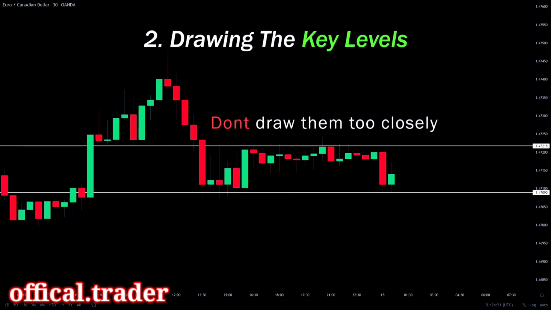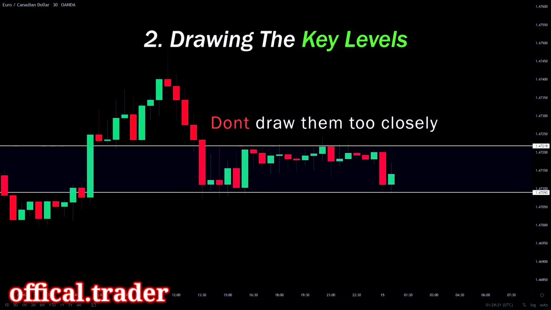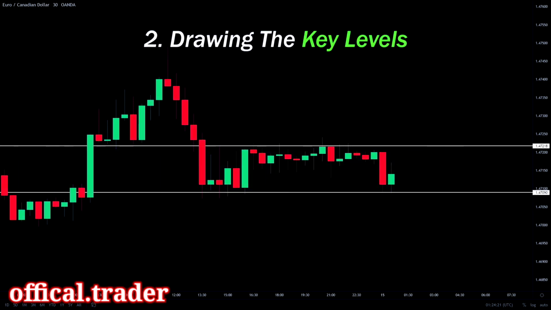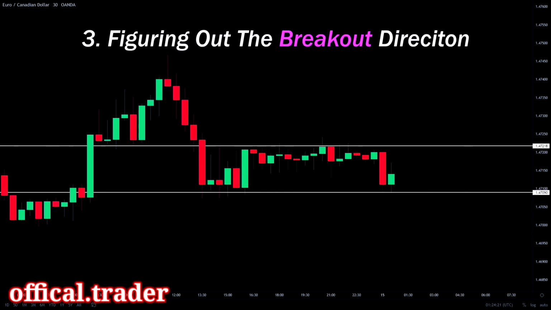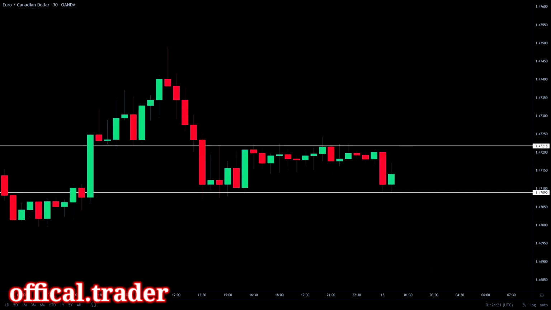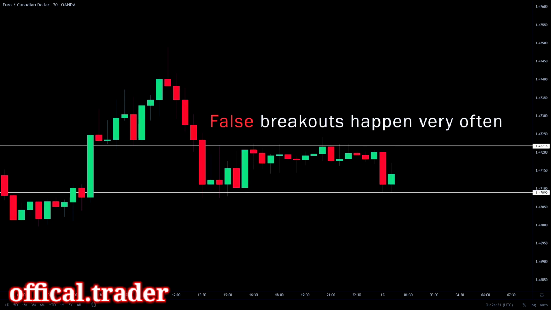But remember, don't draw them too closely. Make sure to give them enough space for the price to move in between so that we can avoid false breakouts later on. Now, once you've drawn the key levels, the next step is figuring out the breakout direction. Will it happen to the upside or the downside? Now keep in mind, in a narrow ranging market, false breakouts happen very often.